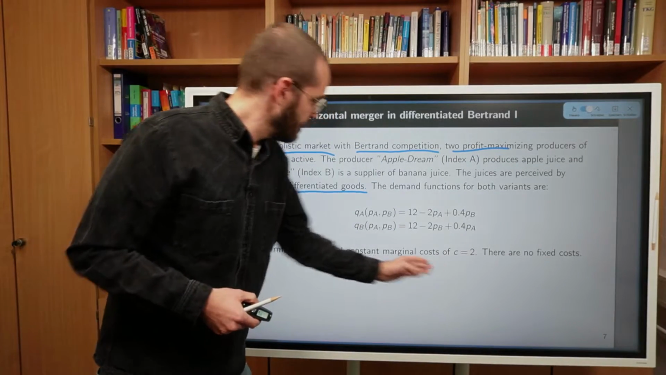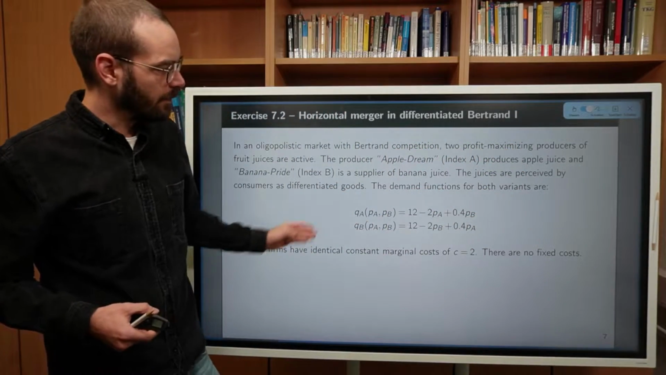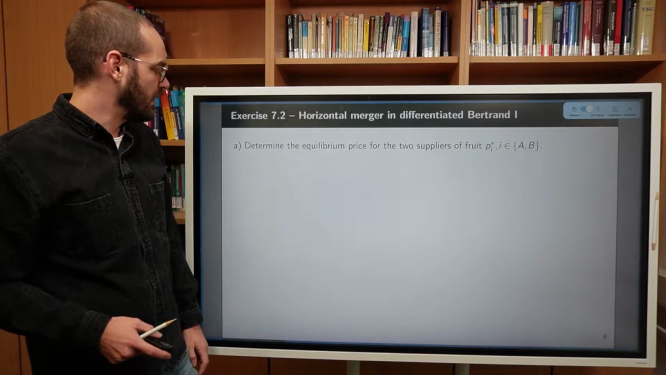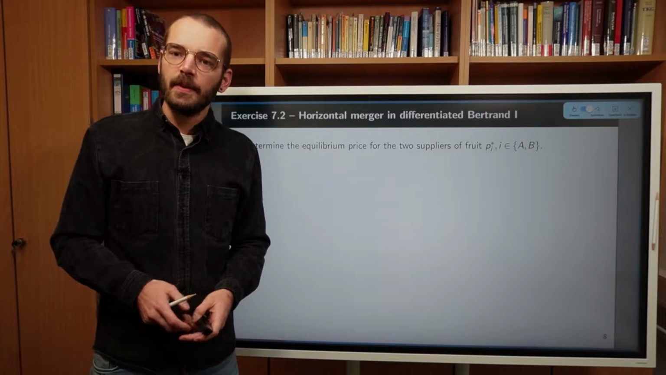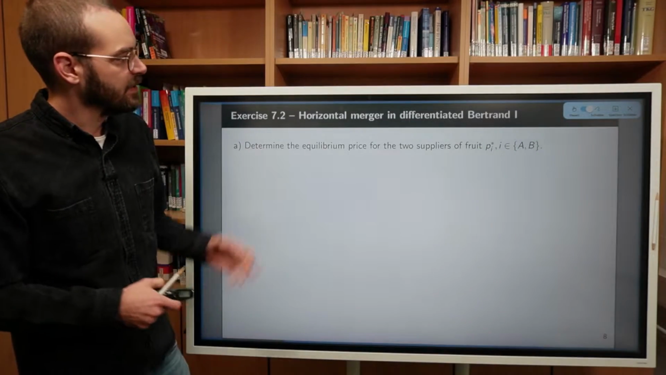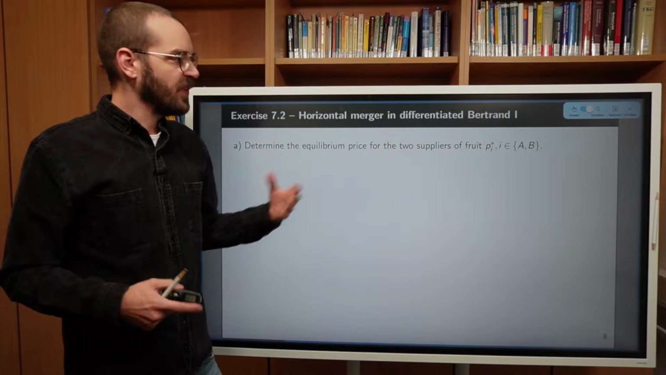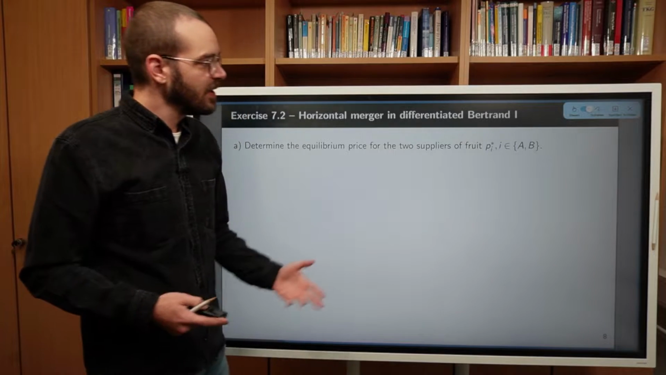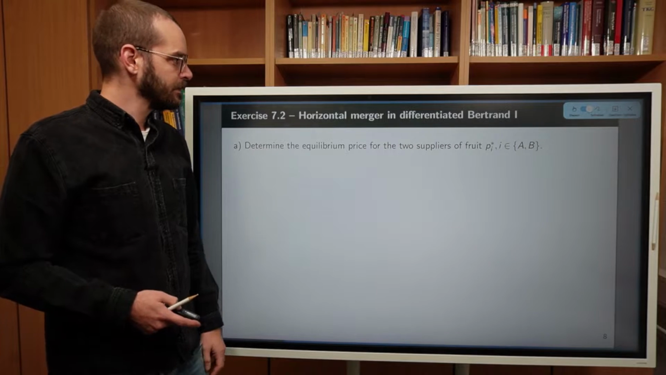Alright, now with these general remarks on this competition model out of the way, let's start with the tasks themselves. In this first step, in task A, we are asked to determine the equilibrium price for the two suppliers of fruit, Pi star, so equilibrium prices for both goods, now with an index i, which may take values A and B respectively, depending on which good they are representing, of course.